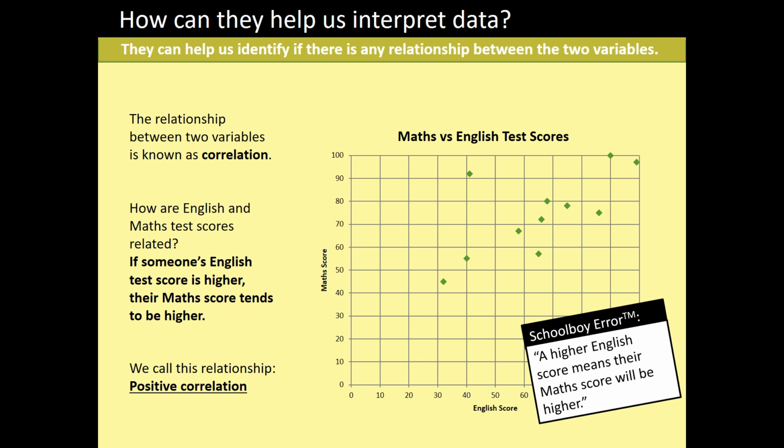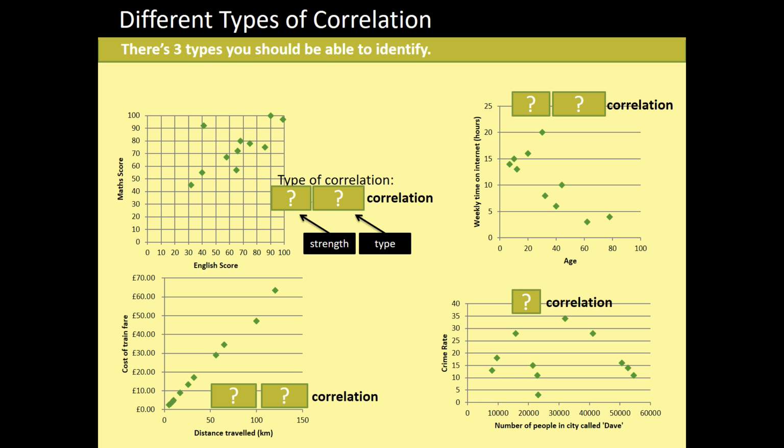Now there's different types of correlation, and sometimes we can refer to the strength of it. So here, this correlation is weak positive. It's generally going up, but we've got a few points that are quite scattered away from it. This one here would be weak negative. As the age increases, the time on the internet decreases. People have more responsibilities. Maybe they're less interested in using the internet.